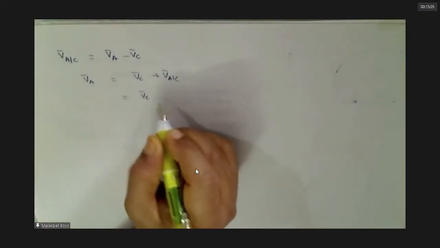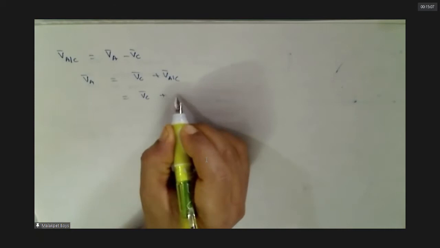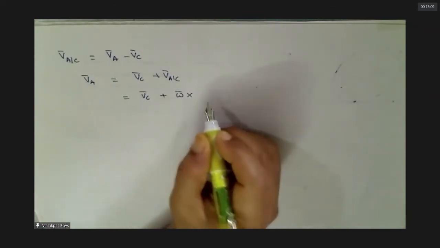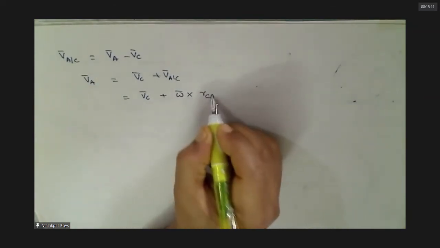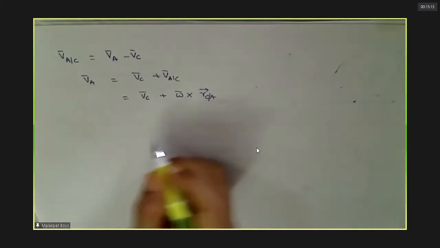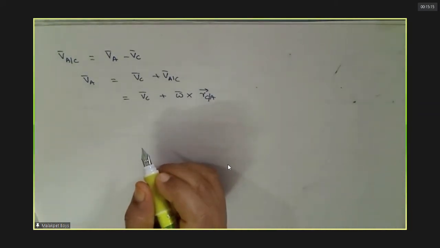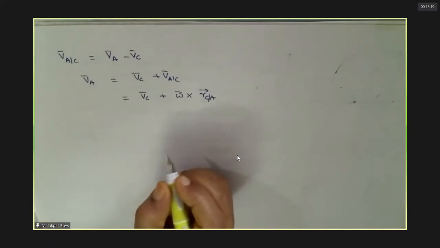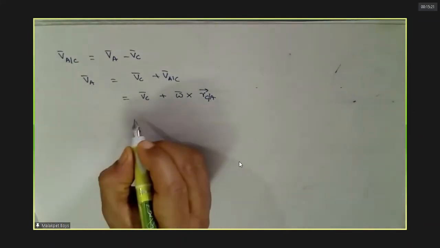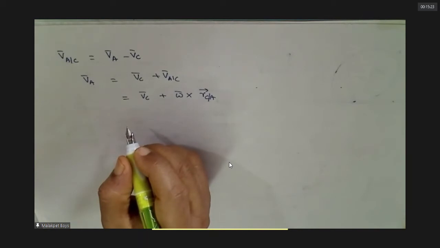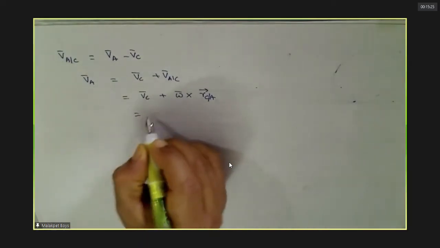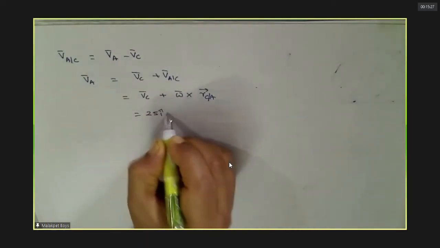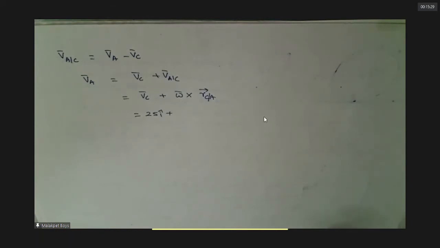Do you agree with this? Yes, sir. Do you agree with this or not? Yes, sir. VC is there. Yes, we know. Omega is 5 minus K.